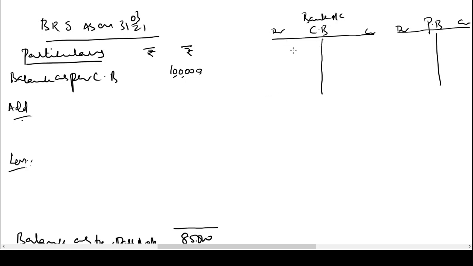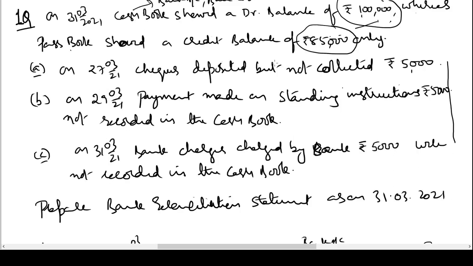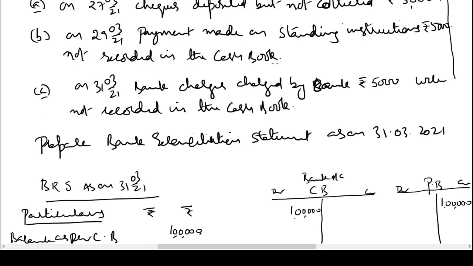On 31st March, we are having a favorable balance of 1 lakh in the cash book. Let us assume that the same amount was there in the passbook also, 1 lakh rupees, credit side. Okay. Now let us take the first reason of difference here. On 27th March 21, checks deposited but not collected, 5,000.